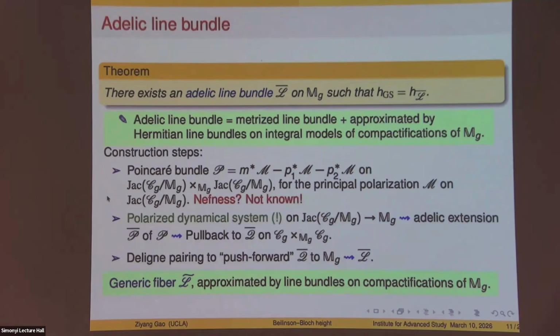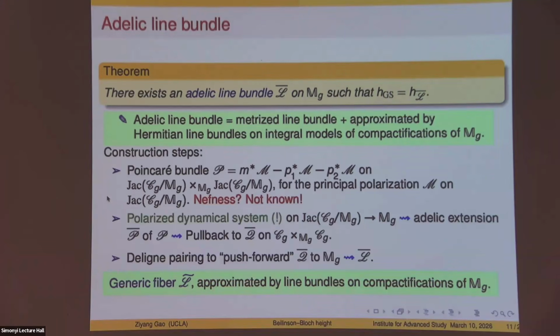I won't really give the definition of an adelic line bundle, but just a very rough idea of what it is. So this theorem or proposition, whatever it is called, says that there is an adelic line bundle such that the Gross-Schoen height is exactly the height defined by this line bundle. And an adelic line bundle is a metrized line bundle, meaning that we do not only study M_g, which is a variety defined over Q, but we really study the integral model of M_g over Z. And at each Archimedean place, we put a metric.